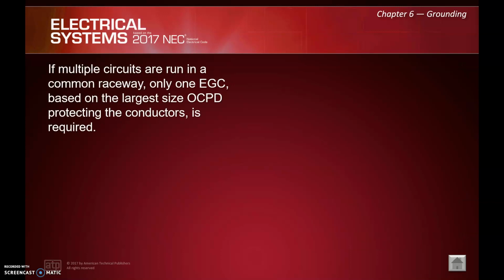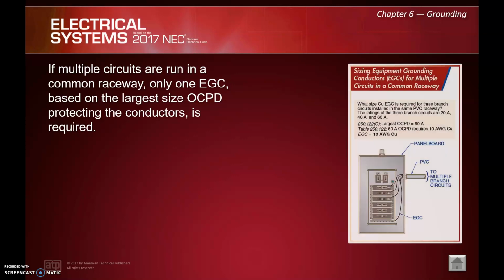If multiple circuits are run in a common raceway, only one EGC, based on the largest size, must be run. So what's the biggest circuit in that pipe? That's how you need to size your ground, and you only need one ground. We don't need to run a separate ground for all these circuits. In this case, it looks like a 60 amp is the largest, so I need a ground according to a 60 amp circuit.